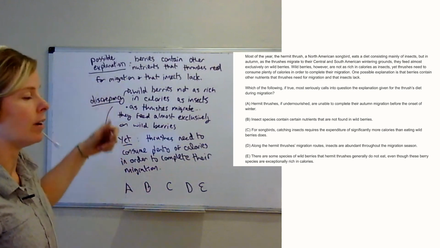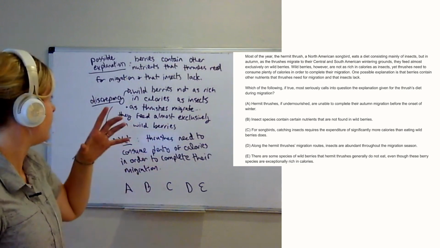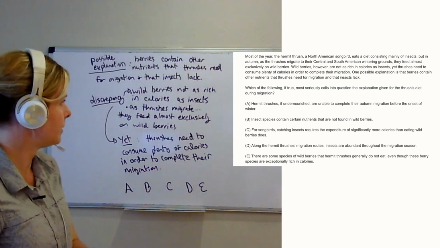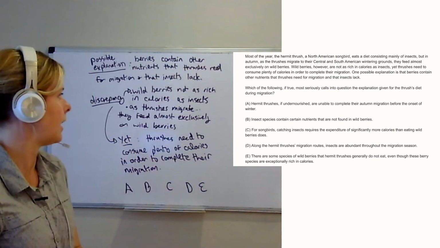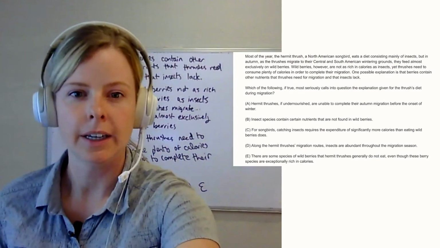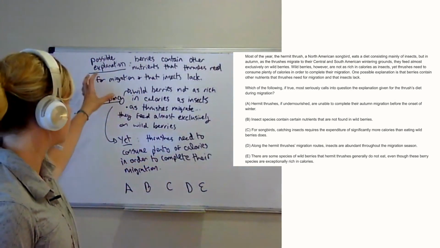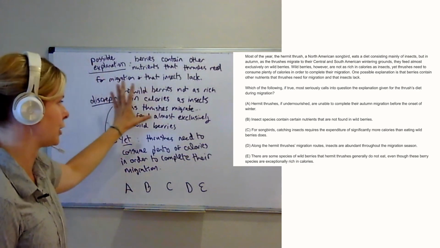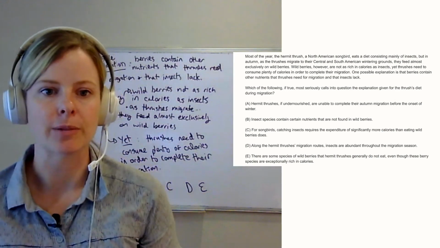The author then provides us with that one possible explanation of why these birds are making the switch. Author says that the berries contain other nutrients that thrushes need for migration, and that the insects lack. So that gives one reason, right, why these birds are switching from the insects to the berries right before they start their migration. Now, the question asks us to call into question the explanation given for the thrush's diet during migration. So, what calls this explanation into question and says that this is not really the thing that actually resolves the issue that we're seeing elsewhere in the passage? Let's go through process of elimination.